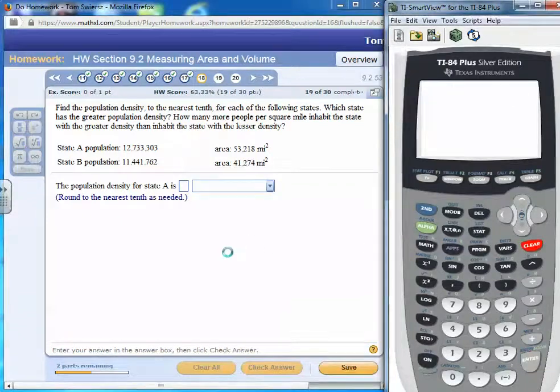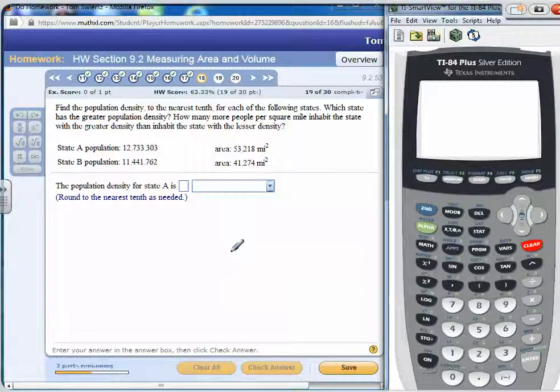Problem number 18. Find the population density to the nearest tenth for each of the following states. Which state has a greater population density? How many more people per square mile inhabit the state with the greater density than the state with the lesser density? So population density is the number of people divided by the amount of area.